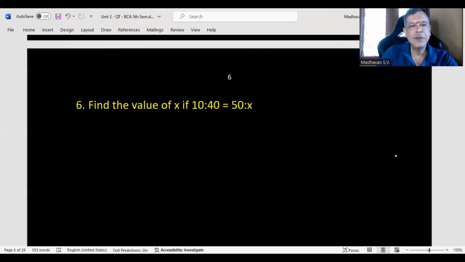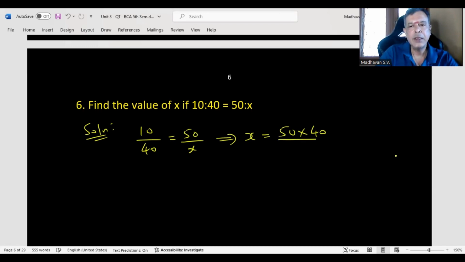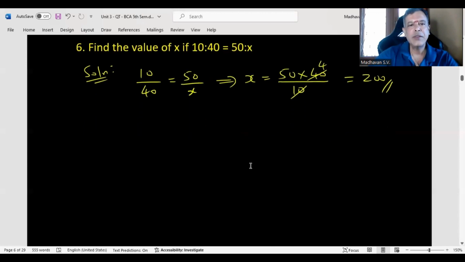Find the value of X if 10 is to 40 is 50 is to X. So both the ratios will convert it into fraction, means 10 by 40 is equal to 50 by X, which means by cross multiplication, X will be 50 into 40 divided by 10. So this goes with this 4 times, we get 200 as the result. Let us move on to the next.